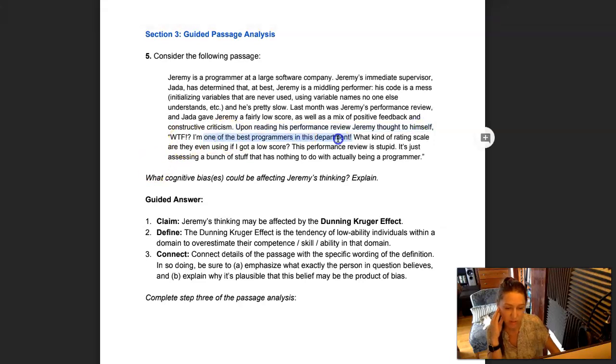Okay, upon reading his performance review, Jeremy thought to himself, WTF, I'm one of the best programmers in this department. What kind of rating scale are they even using if I got a low score? This performance review is stupid. It's just assessing a bunch of stuff that has nothing to do with actually being a programmer.